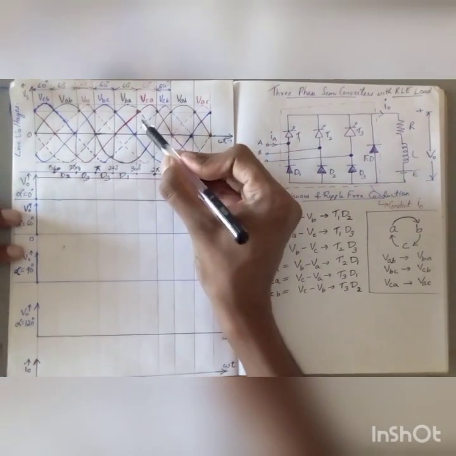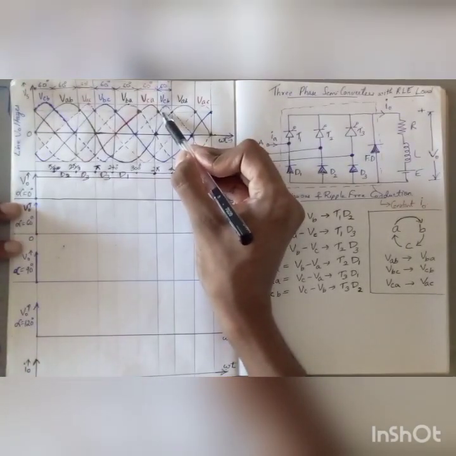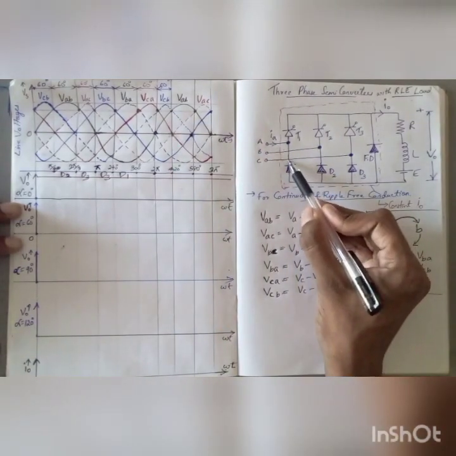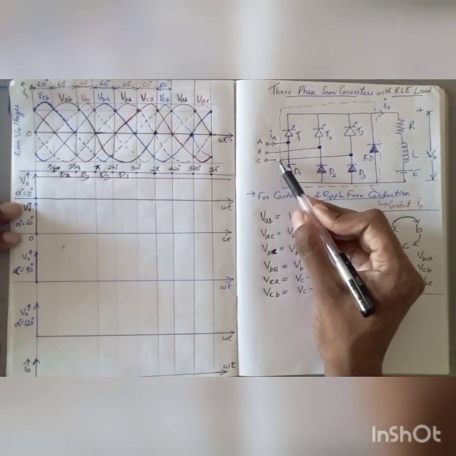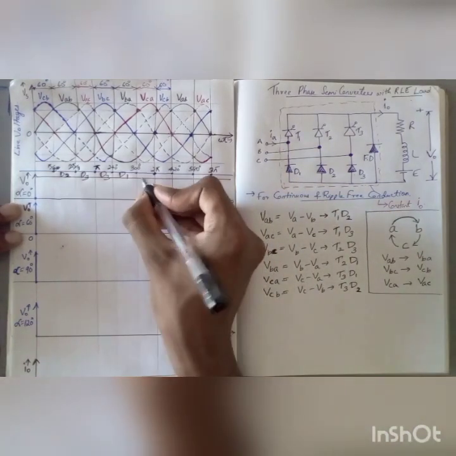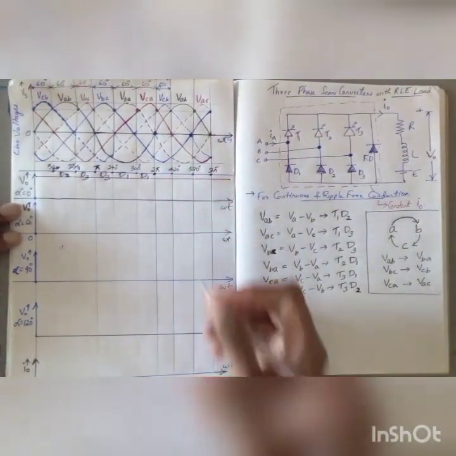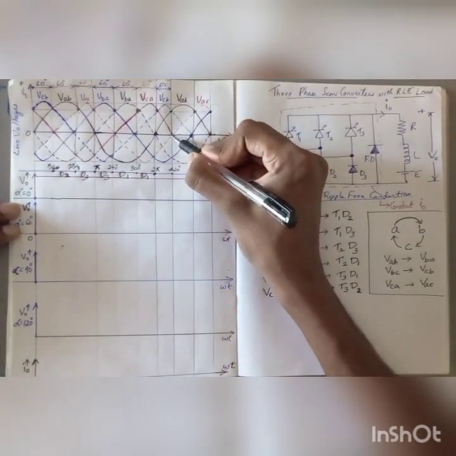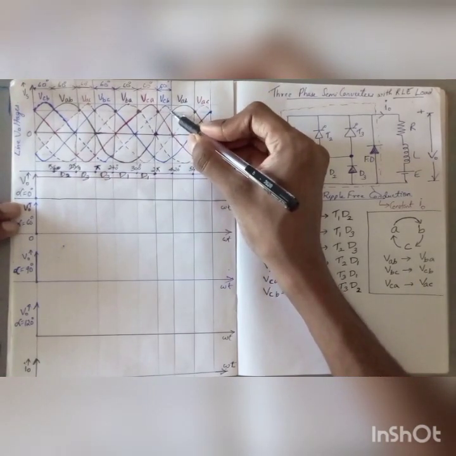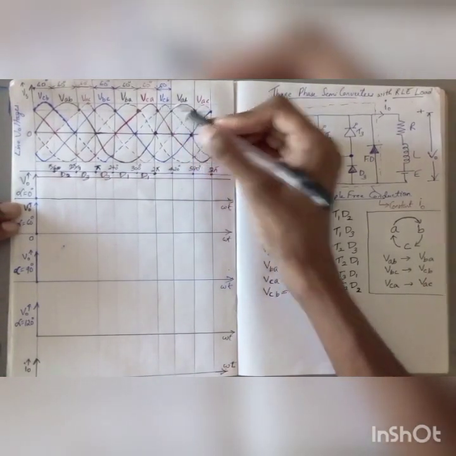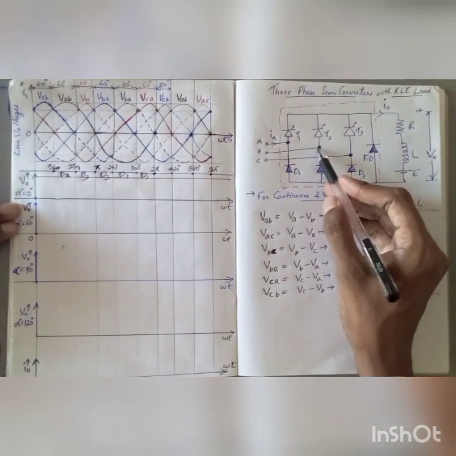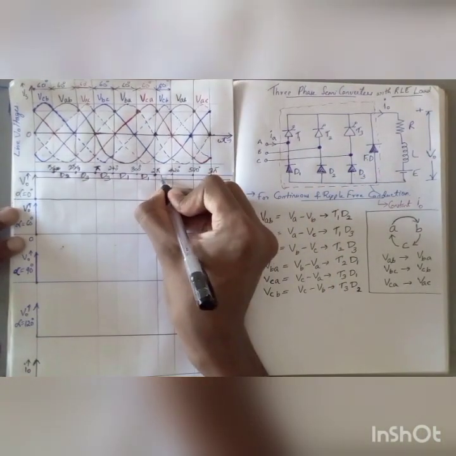From 300 to 360, VCA will be greater. VCA greater compared to other voltages means VC minus VA, so D1 will get a negative voltage at its cathode. So D1 will be conducting from 300 to 360 degrees. From 360 degrees to 420 degrees, VCB is greater when compared to other voltages, so VC minus VB. The cathode of D2 is getting the negative voltage, then D2 will be conducting.